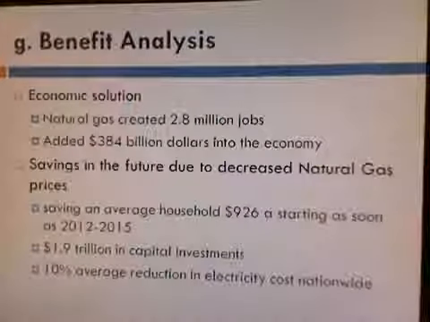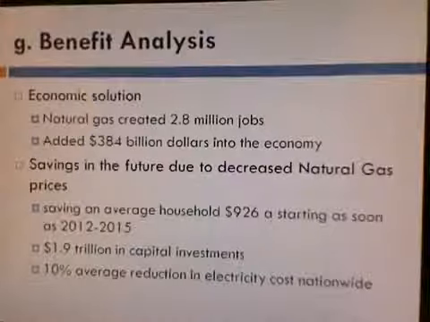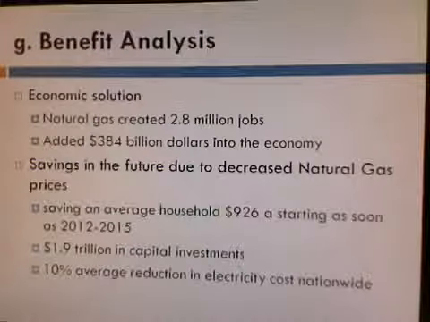Finally, hydraulic fracturing is expected to save up to an average of 10% of electricity costs nationwide per year.